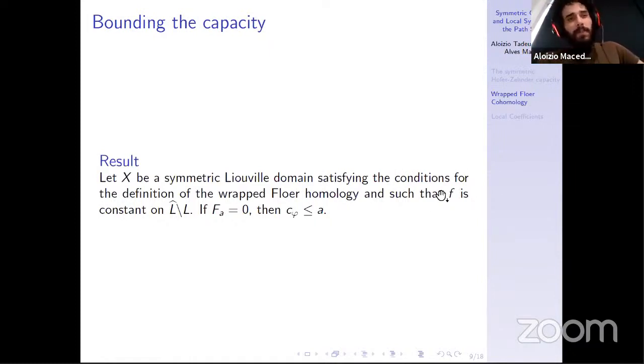So, okay. We have a result stating that if the wrapped Floer homology vanishes, then the capacity is bounded. And the capacity has a lot of applications to dynamical purposes, okay? The capacity is related, for example, with the existence of periodic orbits in a full measure set. And just like the periodic case, there are these results in this case too.